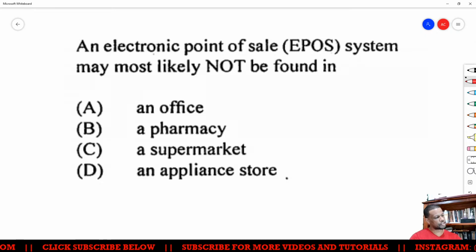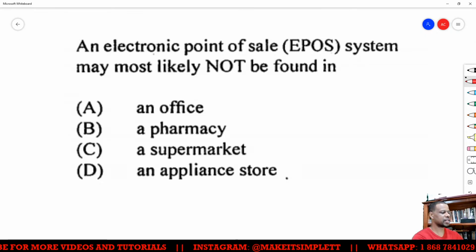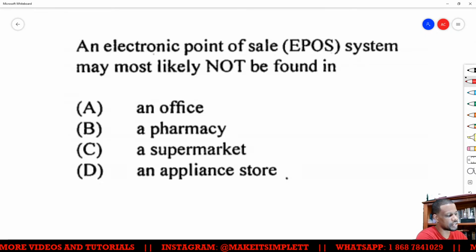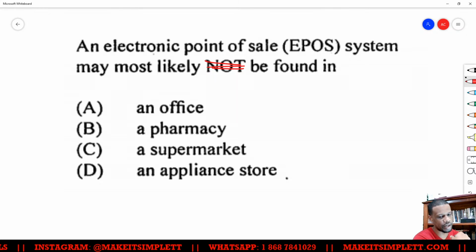Alright, so an electronic point of sale system may most likely not be found in. Now, this is one of those weird questions where it'll be like, will be found, will not be found, not will. It's like the opposite of what it's supposed to be. So the easiest way I know how to read this is to read it as saying, our electronic point of sale system may most likely be, and take out the not, be found in, and then go through the answers and see where you'll find a point of sale system.